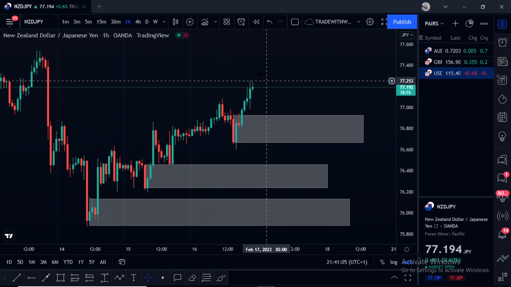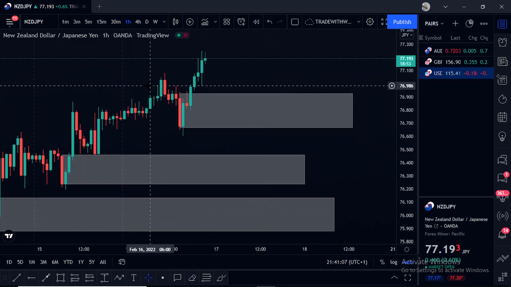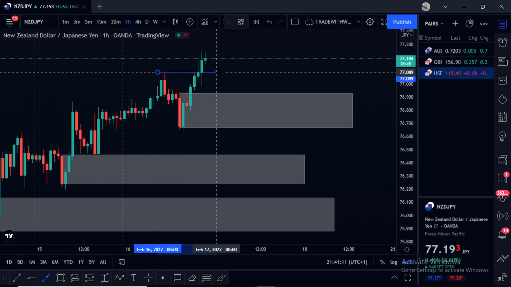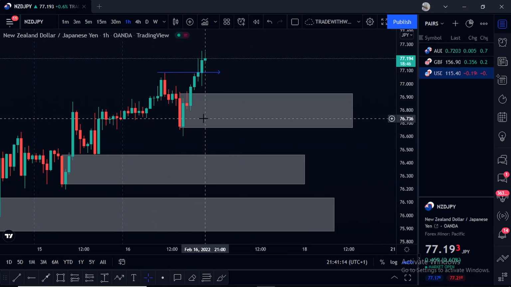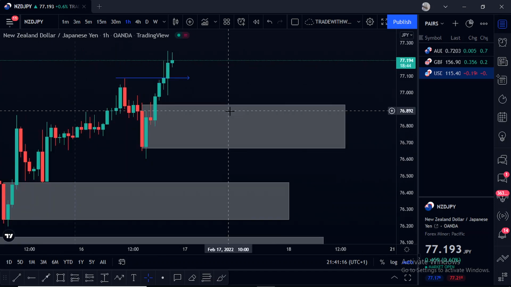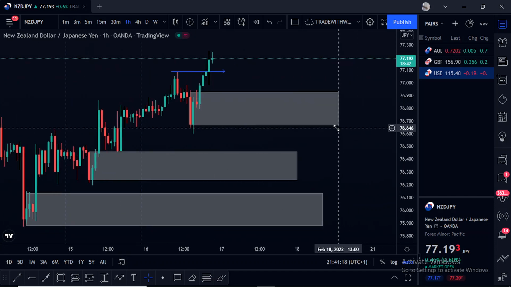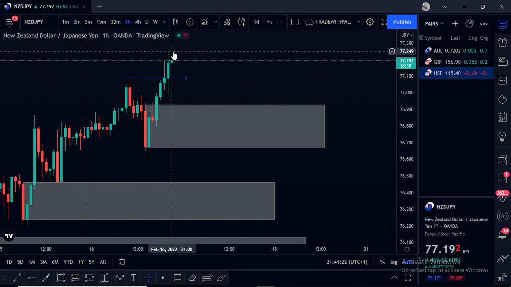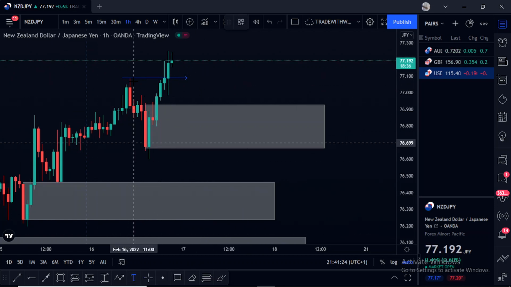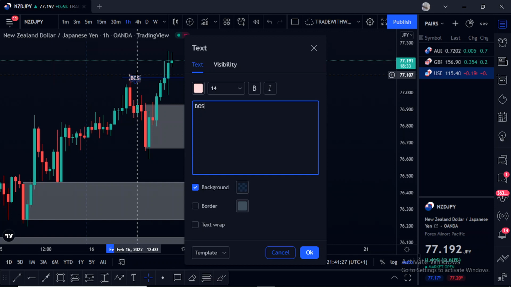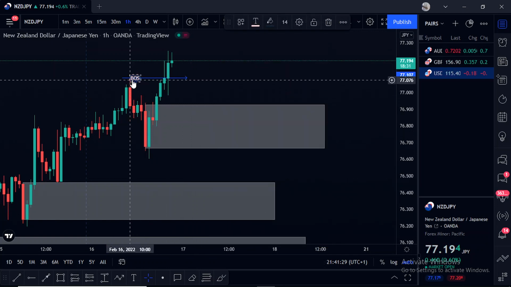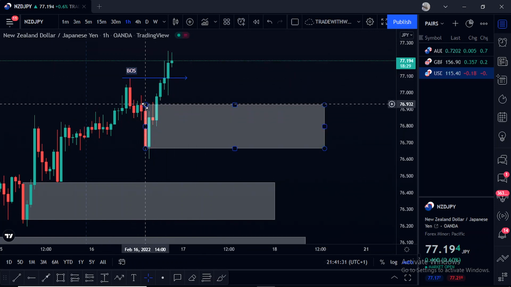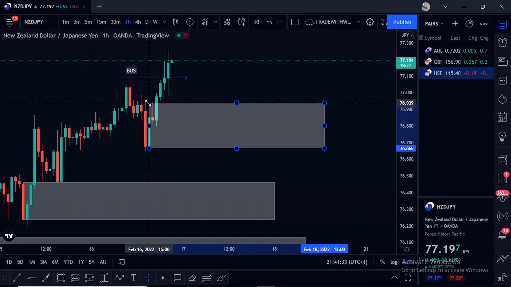Okay, now before we find another block, is there a break of structure? Yes, at this point there's a break of structure here. Beautiful. And is there an imbalance? You can see these candles are quite long, so I will say that's an imbalance. And where's the last red candle before the whole buy move, before the whole break of structure? This is the last sell move. Where's the sell move before the break of structure? It was that red candle.